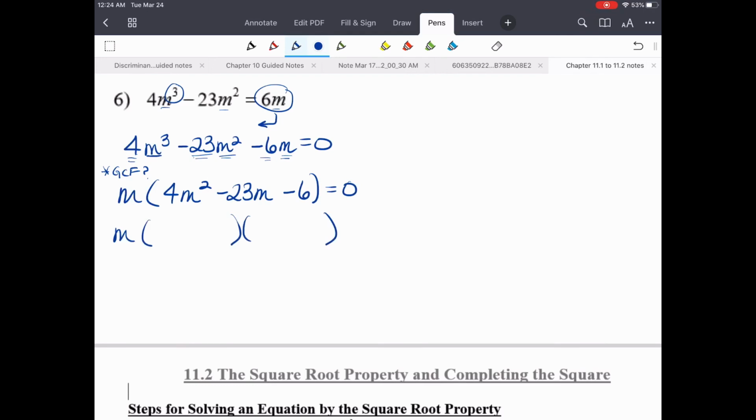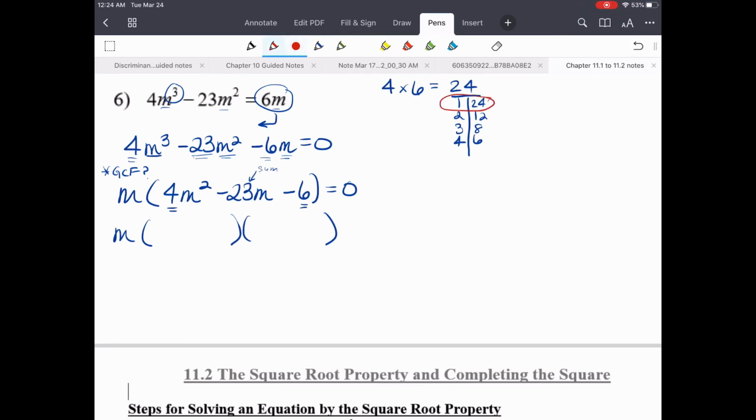Use that modified product sum method. I'm going to take the a term and multiply by the c term. 4 times 6. I know it's 4 times negative 6, but I'm kind of ignoring that right now. You just get 24. And then if you factor out 24, you got 1 and 24, 2 and 12, 3 and 8, 4 and 6. And I'm looking for factor pairs that are going to make the sum value of 23.